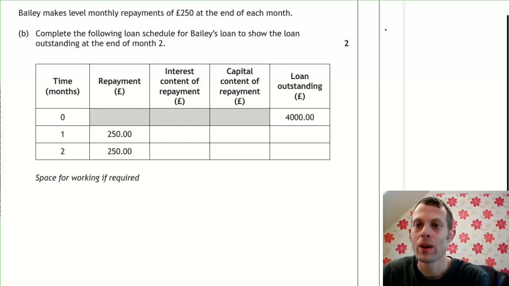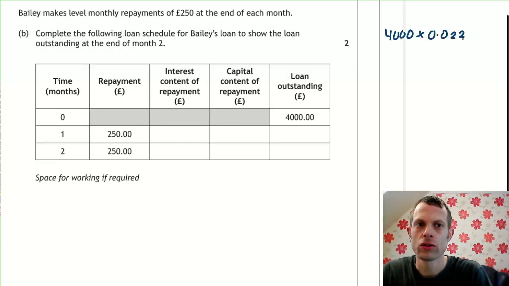Now we'll go through question 1 part B. So Bailey is making monthly repayments, which means we need to use the monthly interest rate, which we worked out in part A as 2.2%. You could use more decimal places if you wanted to.